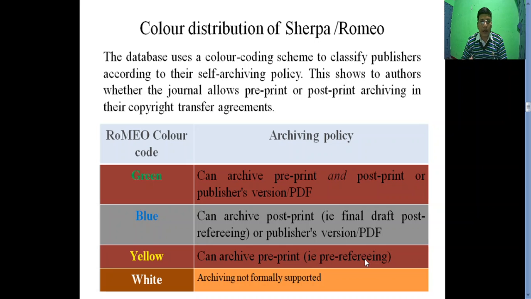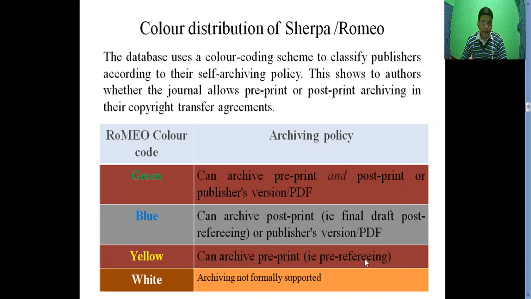Here is the color distribution of SHERPA RoMEO. The database uses a color coding scheme to classify publishers according to their self-archiving policy. This shows to authors whether the journal allows preprint or postprint archiving in their copyright transfer agreement.